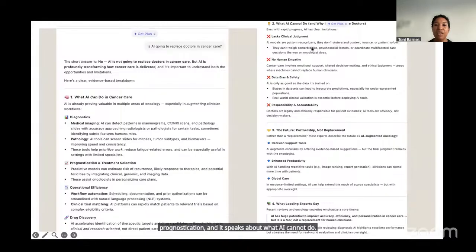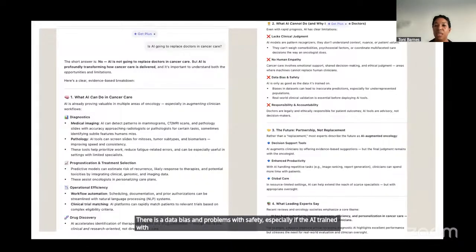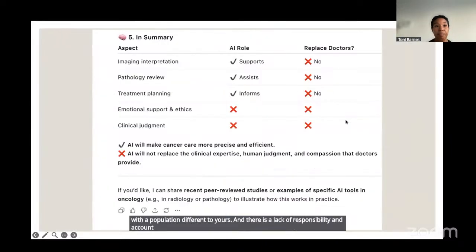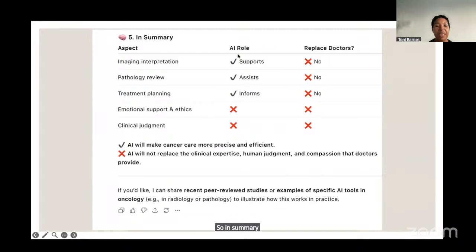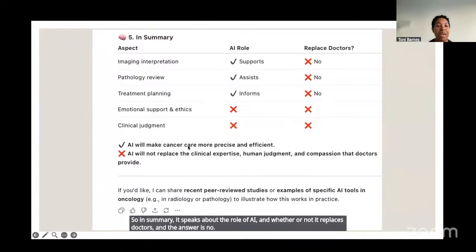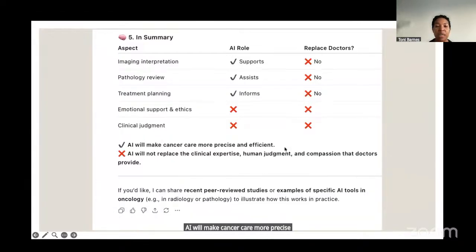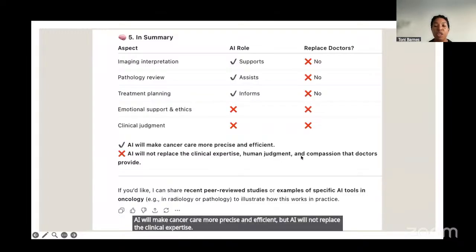AI lacks clinical judgment. There is no human empathy from AI. There is a data bias and problems with safety, especially if the AI trained with a population different to yours. And there is a lack of responsibility and accountability. So in summary, it speaks about the role of AI and whether or not it replaces doctors. And the answer is no. AI will make cancer care more precise and efficient, but AI will not replace the clinical expertise, human judgment, and compassion that doctors provide.